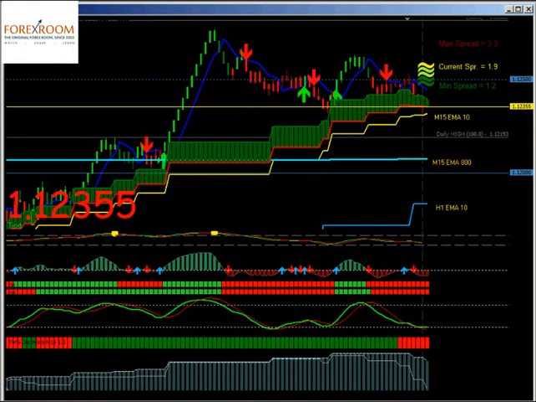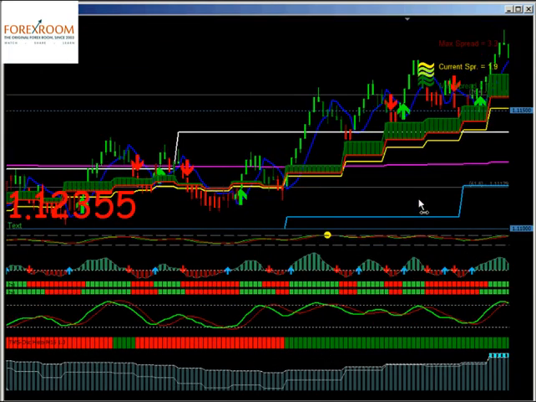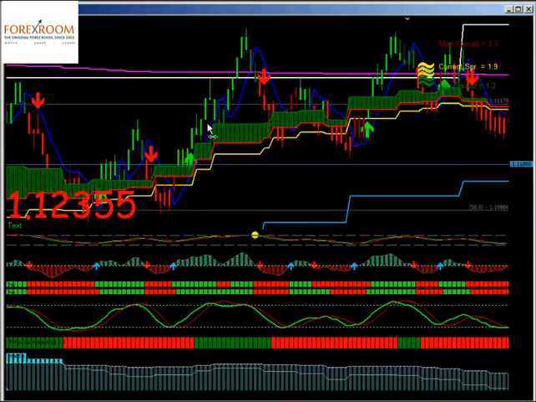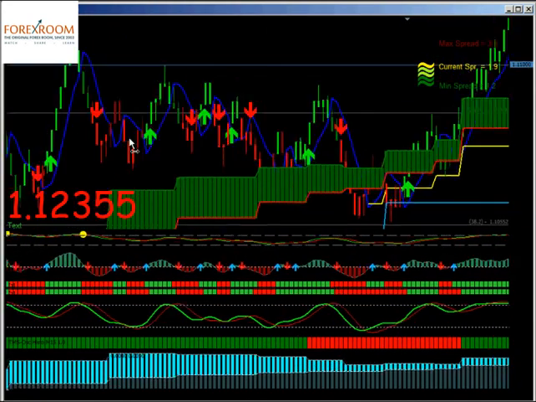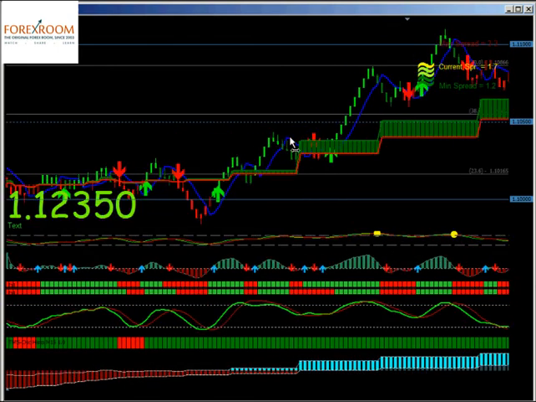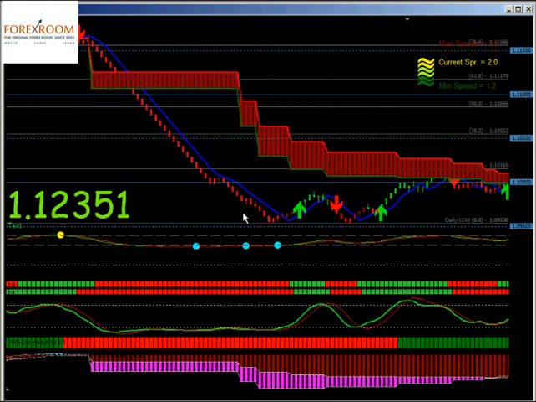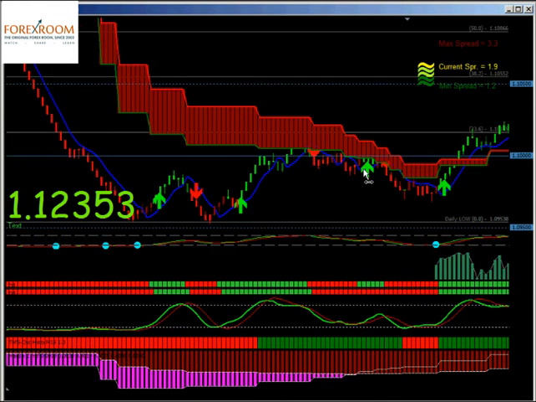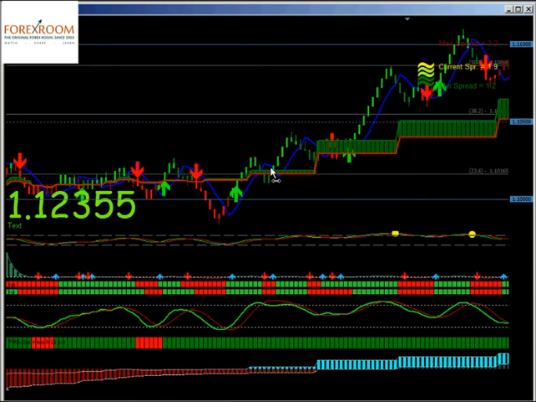Today is June 29th, a Monday, and we will show you how or when this strategy would have given a buy signal for our trader. We all know that the market opened with a gap right here. After the Asian session was underway, a buy signal was given right here.